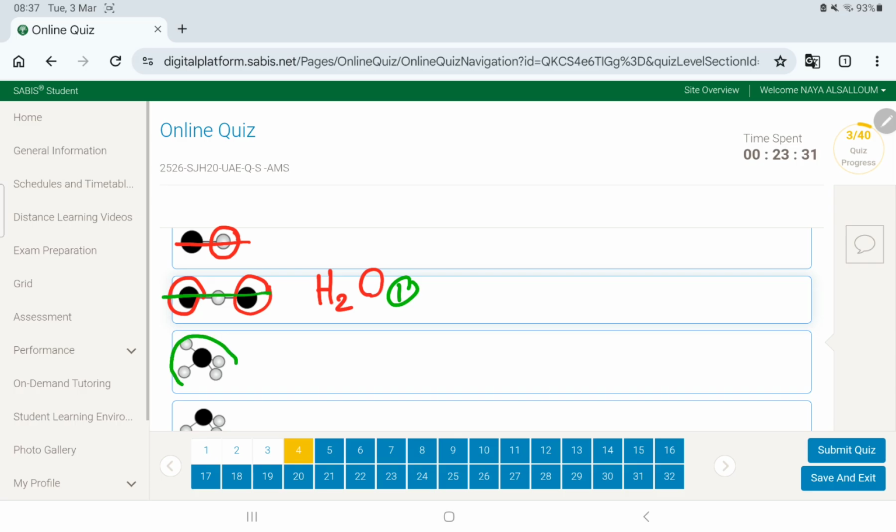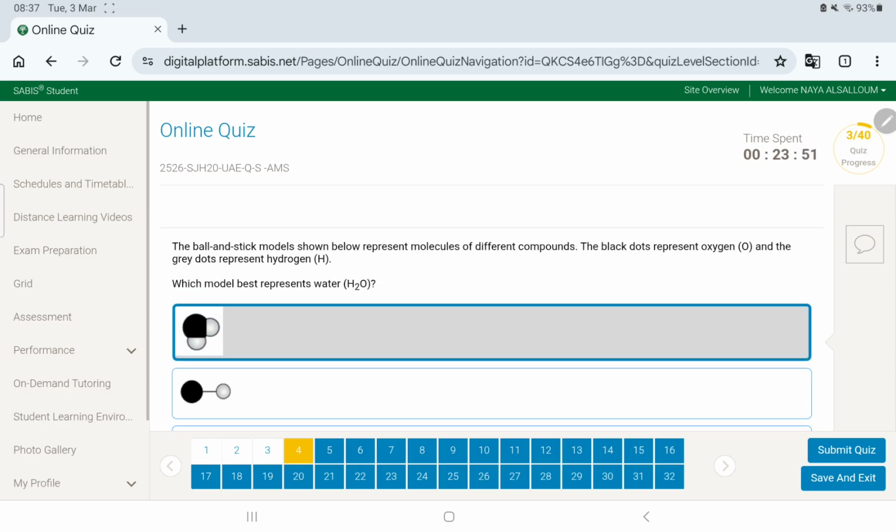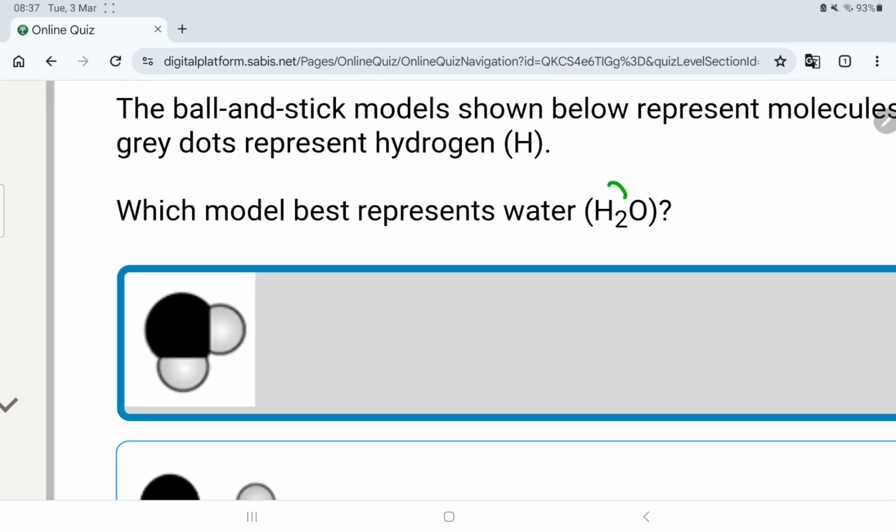Here it's way too many. Like, where did the 4 hydrogen come from, right? We only want 2 hydrogen. So wrong. Also, this one, once again, we need 2 hydrogen. And here it has 3. So which one follows our conditions? Number 1. Why? Because H2O has 2 hydrogen and 1 oxygen. And which one follows that? This graph.